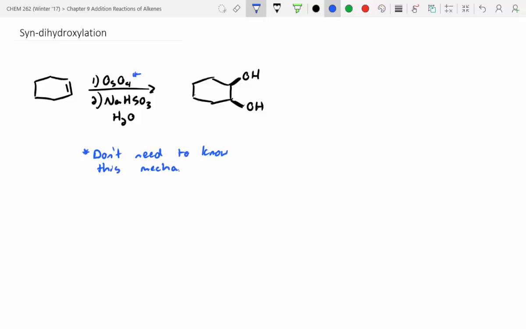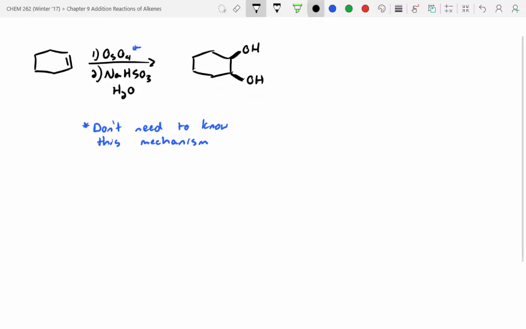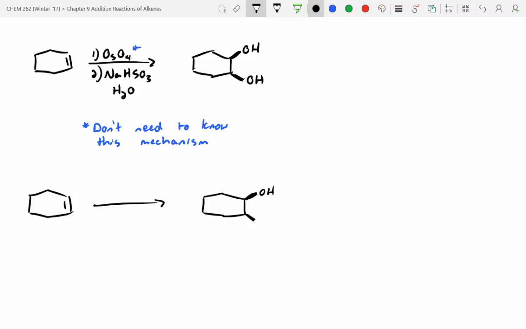But you do need to know the chemical transformation because this does pop up on the ACS exam. That's my one complaint with the ACS exam: they show reactions that were common in like the 1950s, but nobody does them anymore. There's a better way of accomplishing this reaction that still gives you a syn diol. However, this one's also pretty nasty.